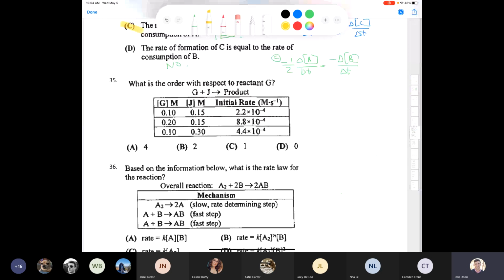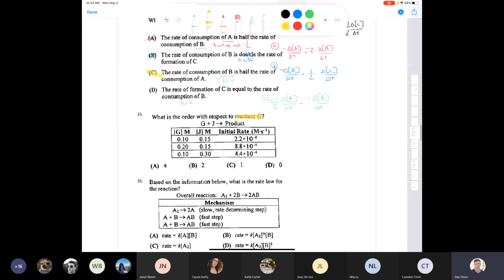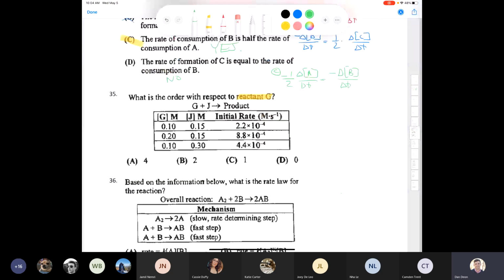It says, what is the reaction order with respect to reactant G? So we're just thinking about G. So let's compare the first 2 reactions, right? Because the concentration of J remains constant. Our reaction rate is going to be equal to the rate constant multiplied by the concentration of G to the power of X times J to the power of Y. But if I compare reactions, I'll call this one 1 and I'll call this one 2. If the concentration of J doesn't change in either of them, I can just leave that out.